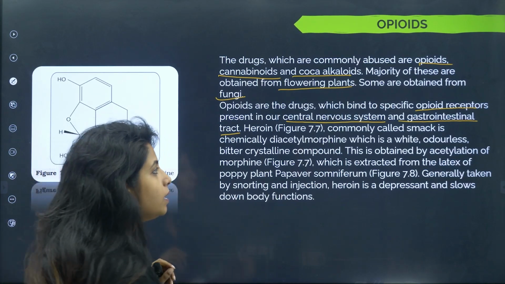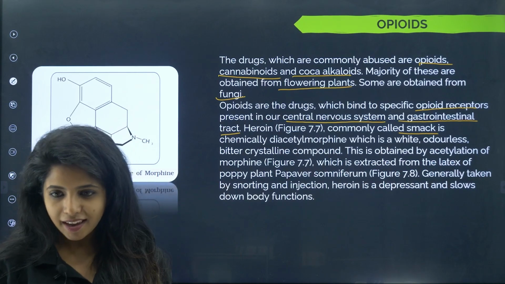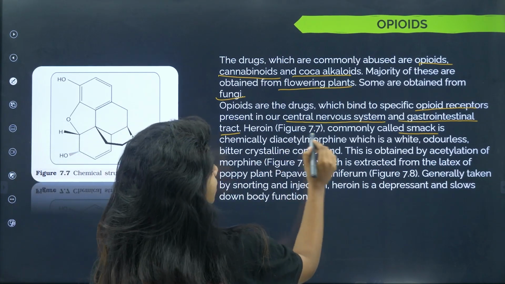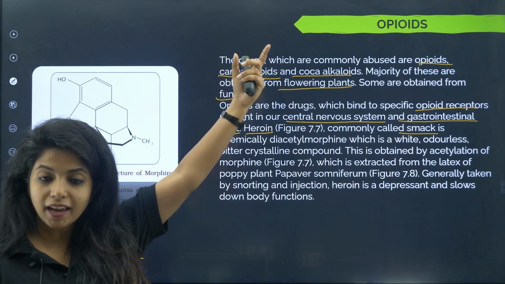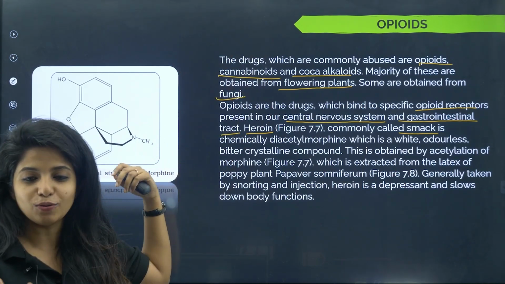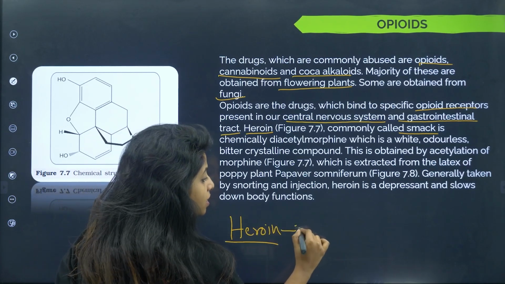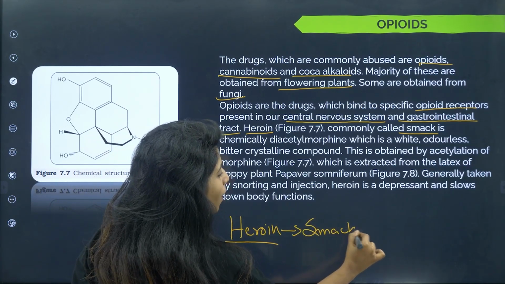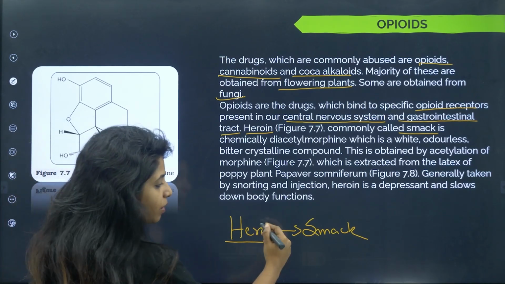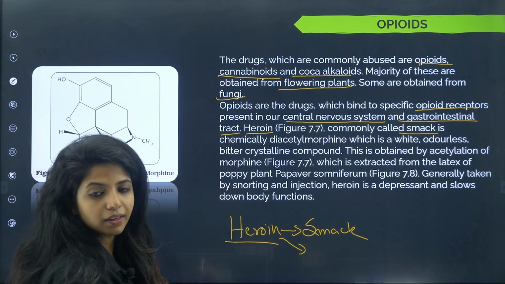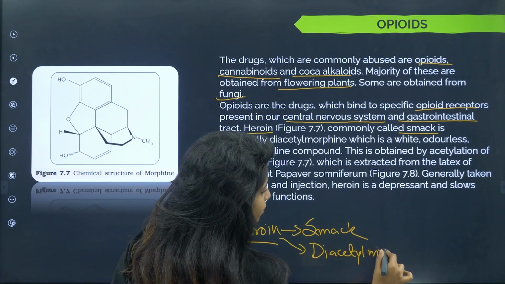Okay, and commonly they are known as smack. Commonly it is known as what? Smack. And heroin is the thing that is under the category of opioids, the drug that is being used. What is the name? It is heroin. And heroin is known as what, children? Smack. Chemically it is diacetyl morphine. And the chemical name of it, obviously they will give a difficult name. So it is diacetyl morphine.